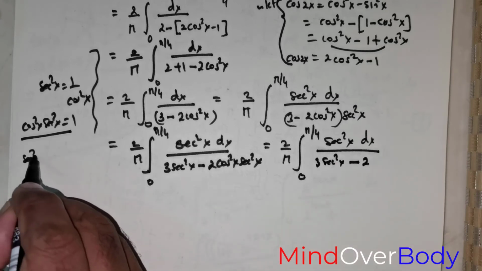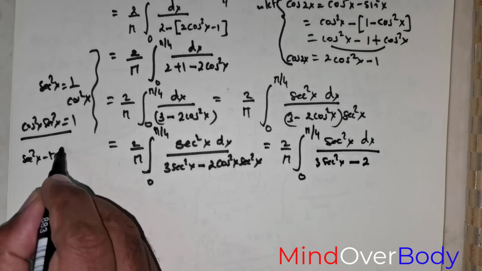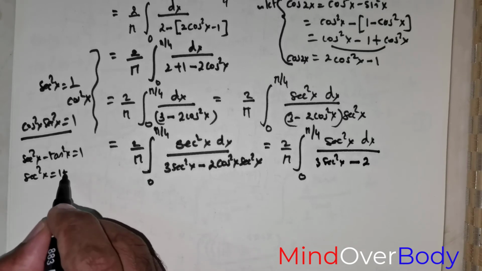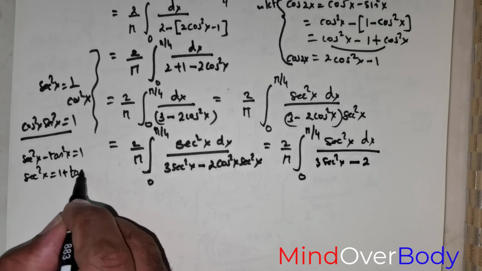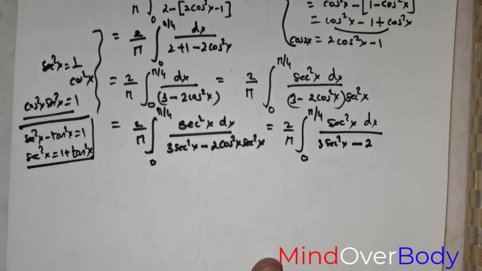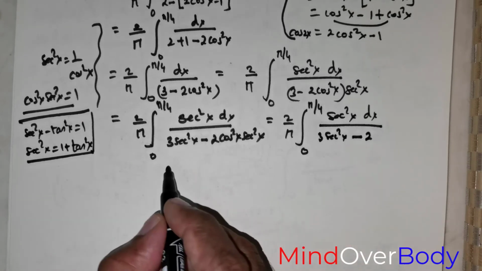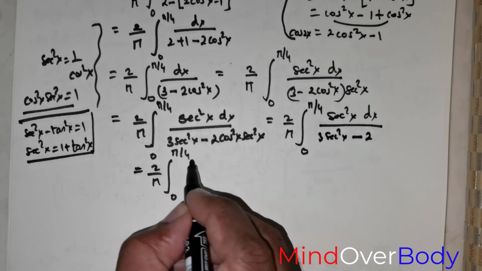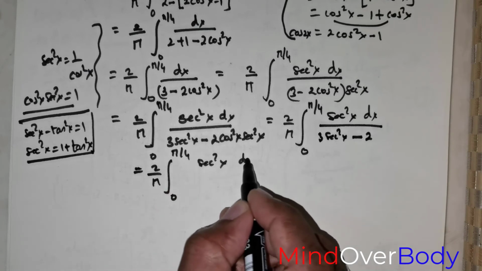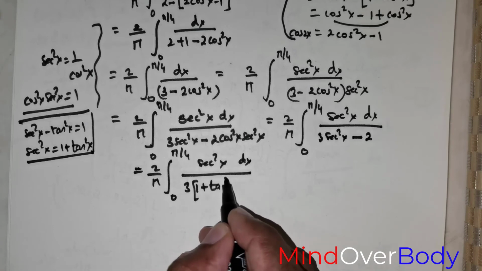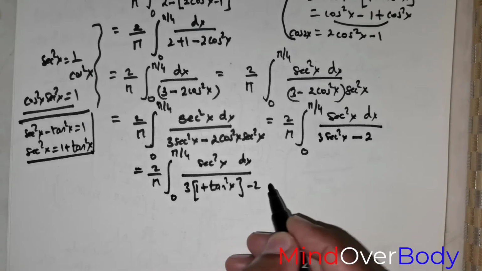Now we know a formula, secant squared x negative tan squared x is equal to 1. So secant squared x is rewritten as 1 positive tan squared x. This is always possible. So I'm going to use this result over here. So this is going to be 2 over pi integral 0 to pi over 4 secant squared x dx divided by 3 times of 1 positive tan squared x negative 2.